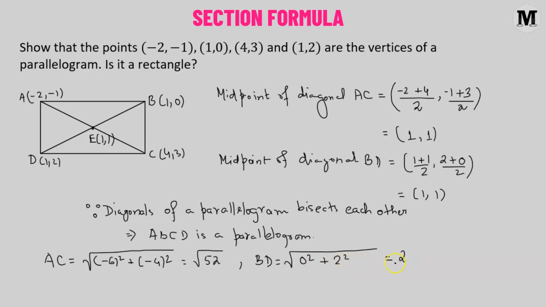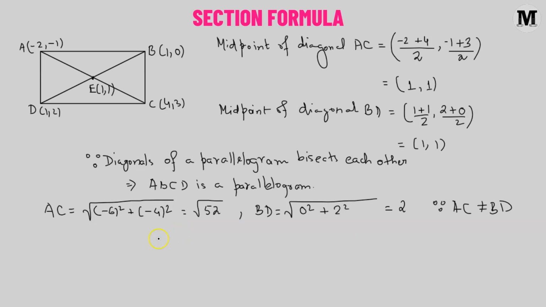Now clearly we can observe here that the length AC is not equal to the length BD. This only tells us that it's not a rectangle. So it's just a plain parallelogram. Therefore, ABCD is not a rectangle.